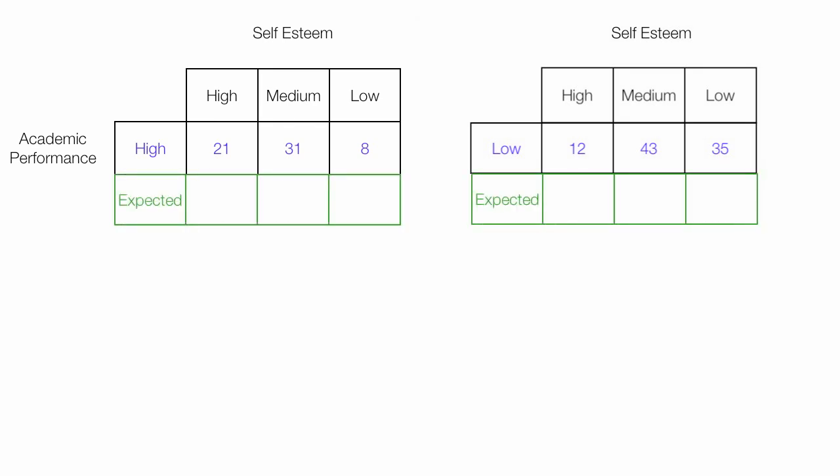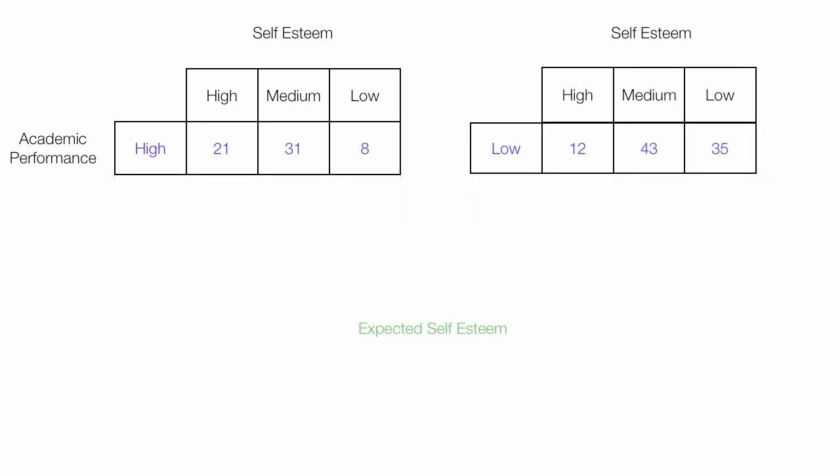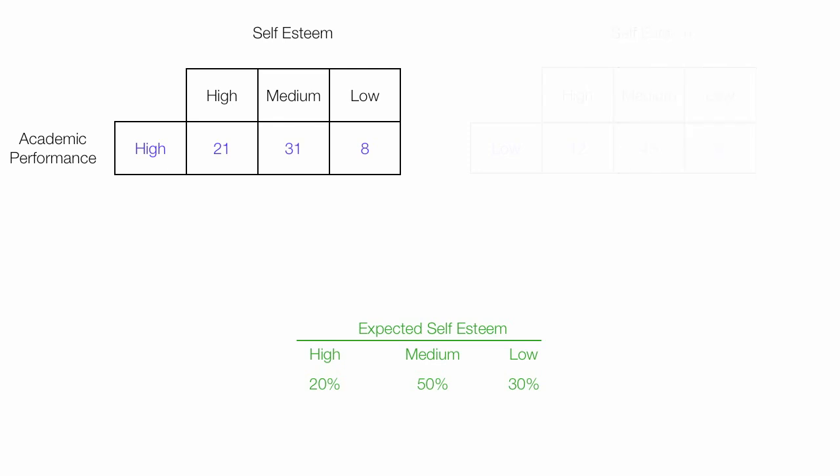Then I'm going to look at what would be my expected values. The way I get my expected self-esteem is I look at the general population for high, medium, and low, and it turns out about 20% of the population has high self-esteem, 50% medium, and 30% low self-esteem. Now I need to know my sample size, so I take 21 plus 31 plus 8, and this is my high academic performance, and my sample size for that is 60. So again, if I add up that row, it equals 60.